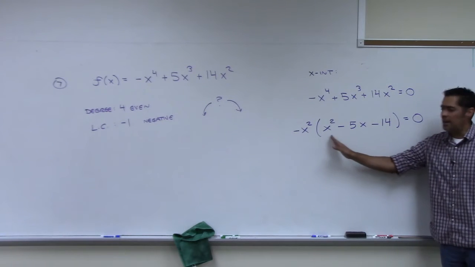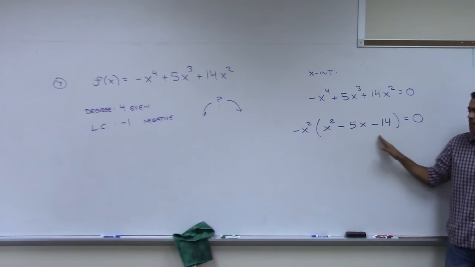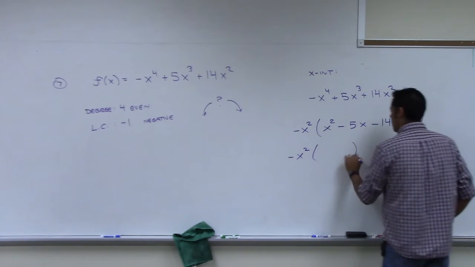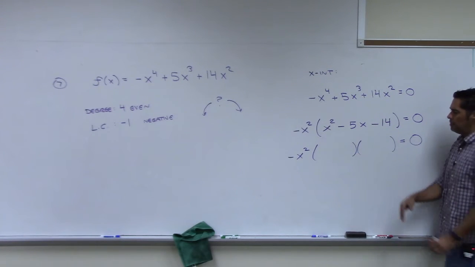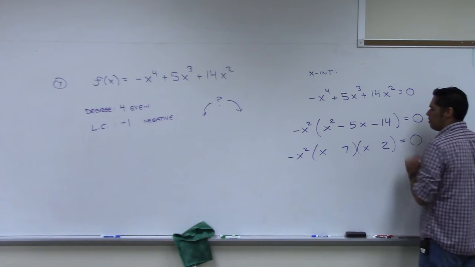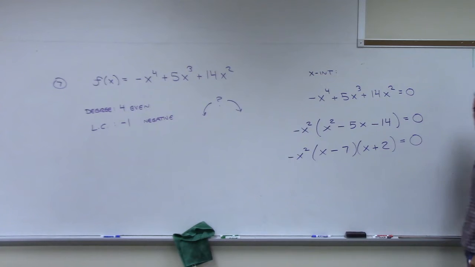And then this right here factors. It's a quadratic. And I promise you on the test this will factor. You just have to be able to factor it. You need to know how to break that down. So what is this going to be? It's 7 and 2, but which one is negative? It's minus 7 and plus 2.